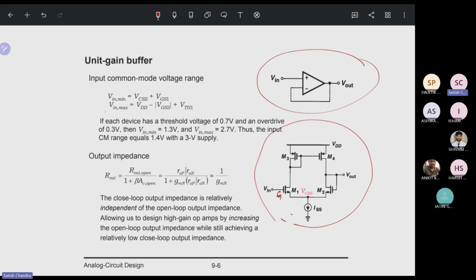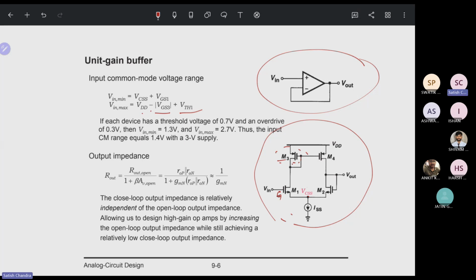And the second one is the maximum. What could be the maximum? That is nothing but VDD minus VGS3 plus VTH, minus VGS. Why I'm saying this is because it is a PMOS type of system. That is why we have written it like this. So these are basically the input ranges.